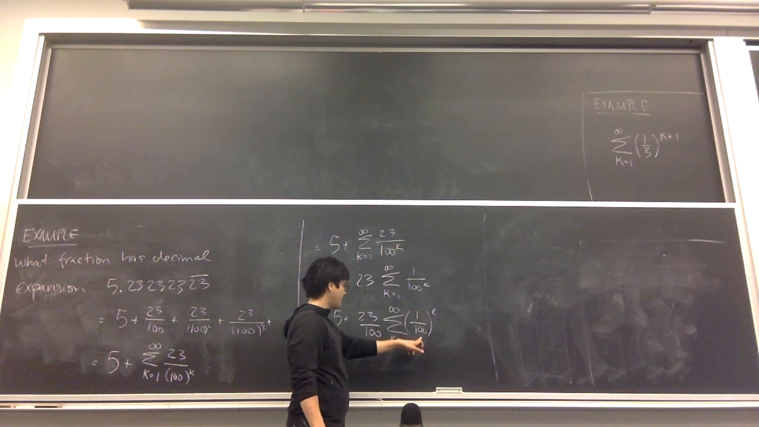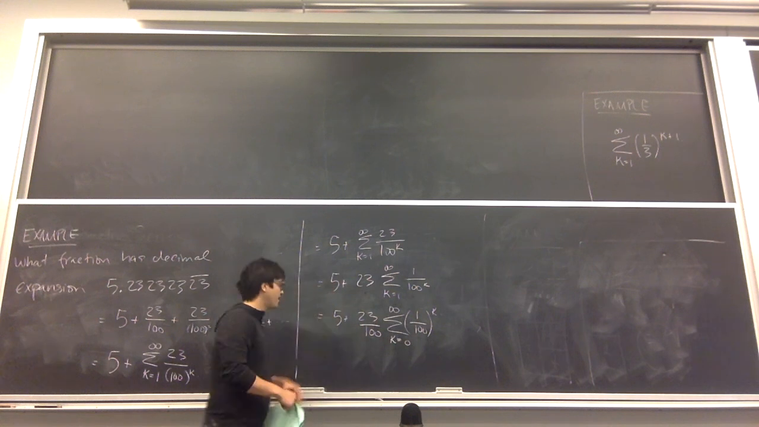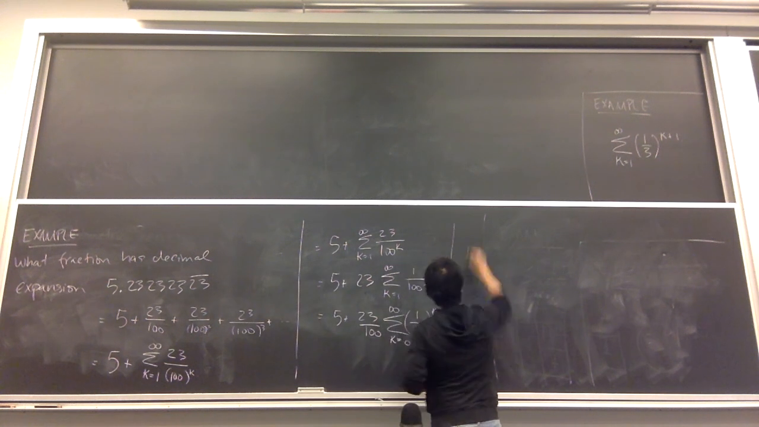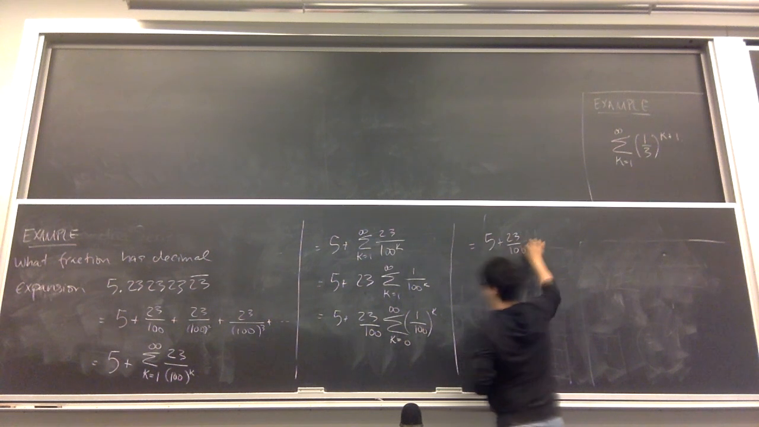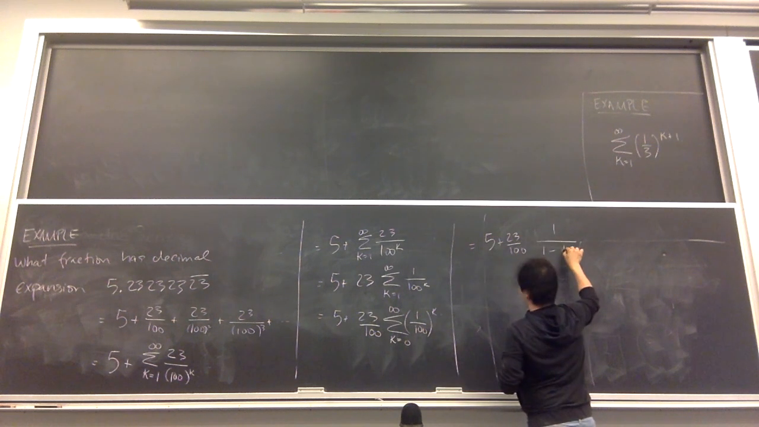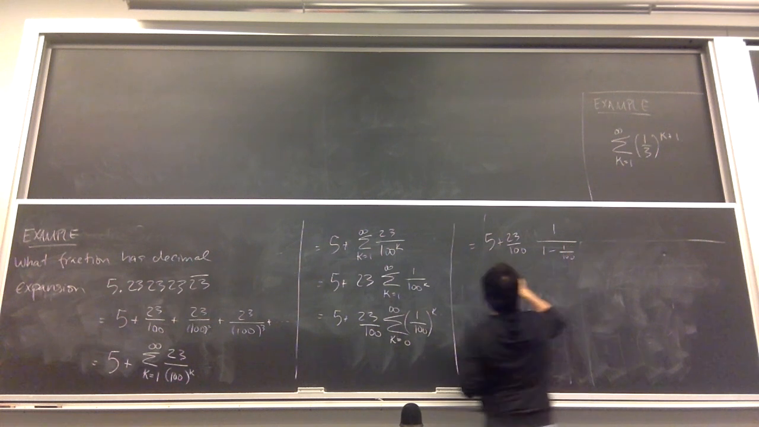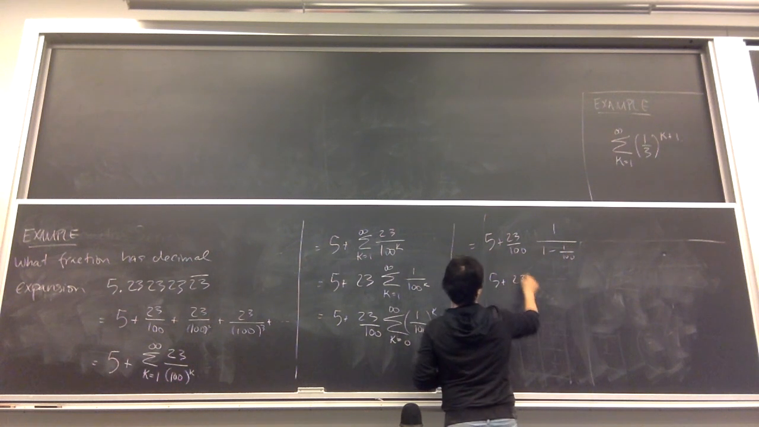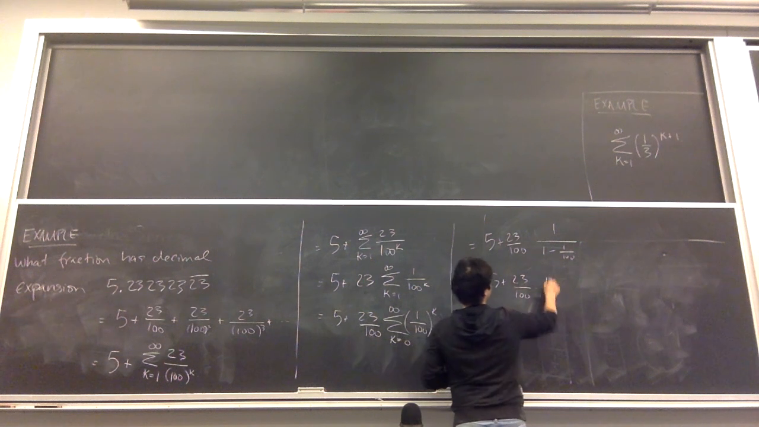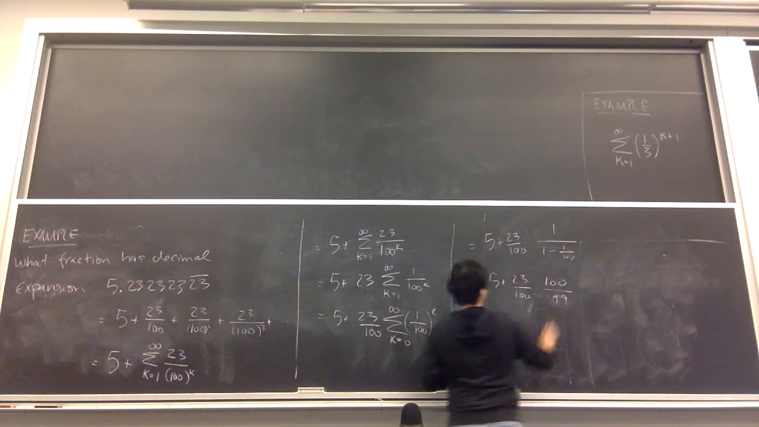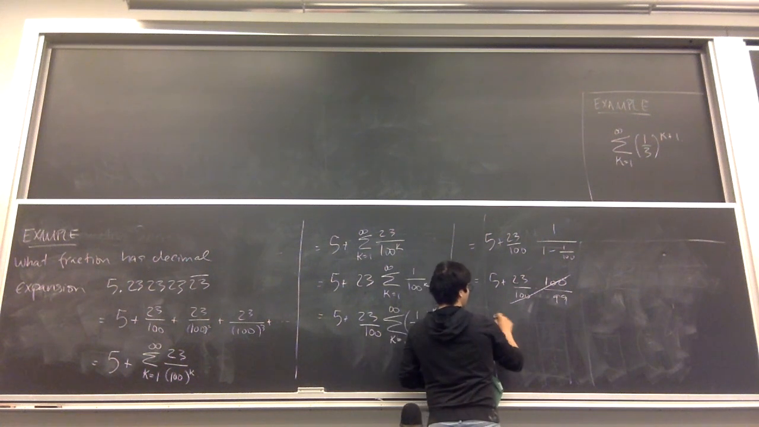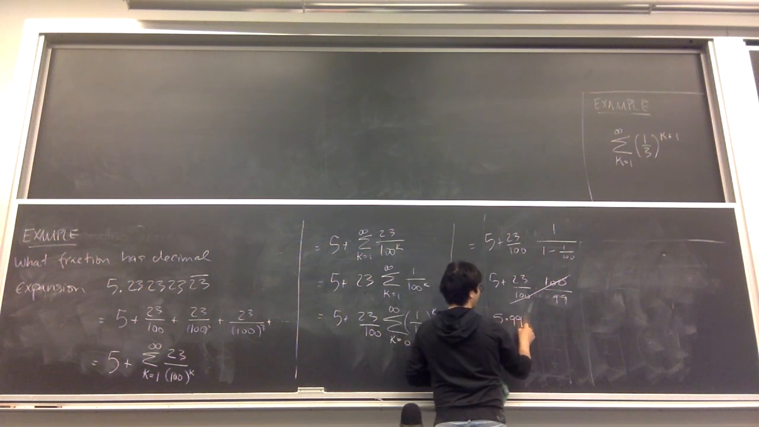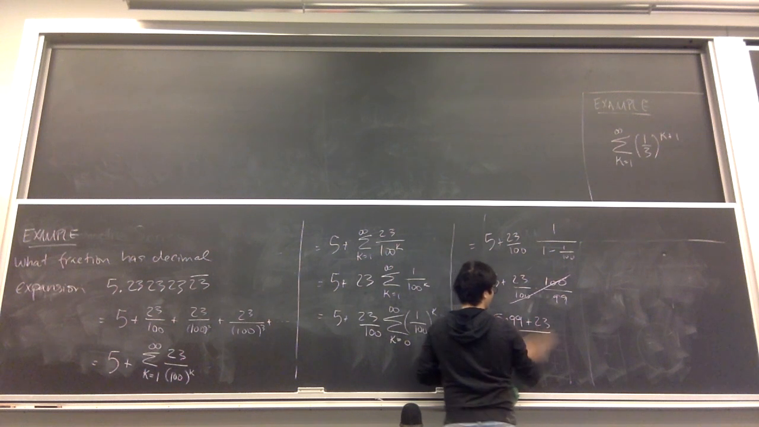So that gives us 100 here. 100 squared, 23. That seems fine. Now I'm going to use the formula for a geometric sum. This is going to be 5 plus 23 over 100 times 1 over 1 minus 1 over 100. This is going to be 5 plus 23 over 100 times 100 over 99. You get some nice cancellations there. So you end up getting 5 times 99 plus 23 over 99.